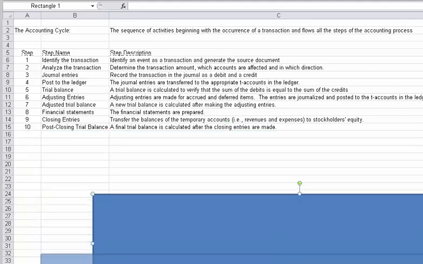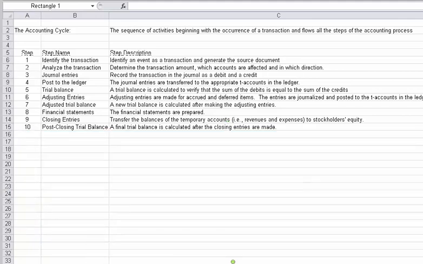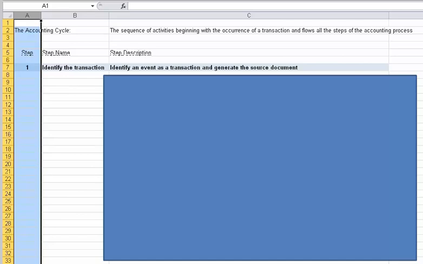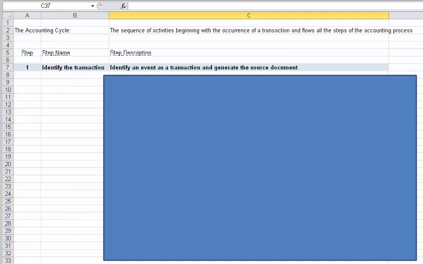Okay, now let me move that off the screen. Those are the steps of the accounting cycle. Now we'll look at each step individually. So the first step is to identify the transaction. We identify an event as a transaction and we generate the source documents.